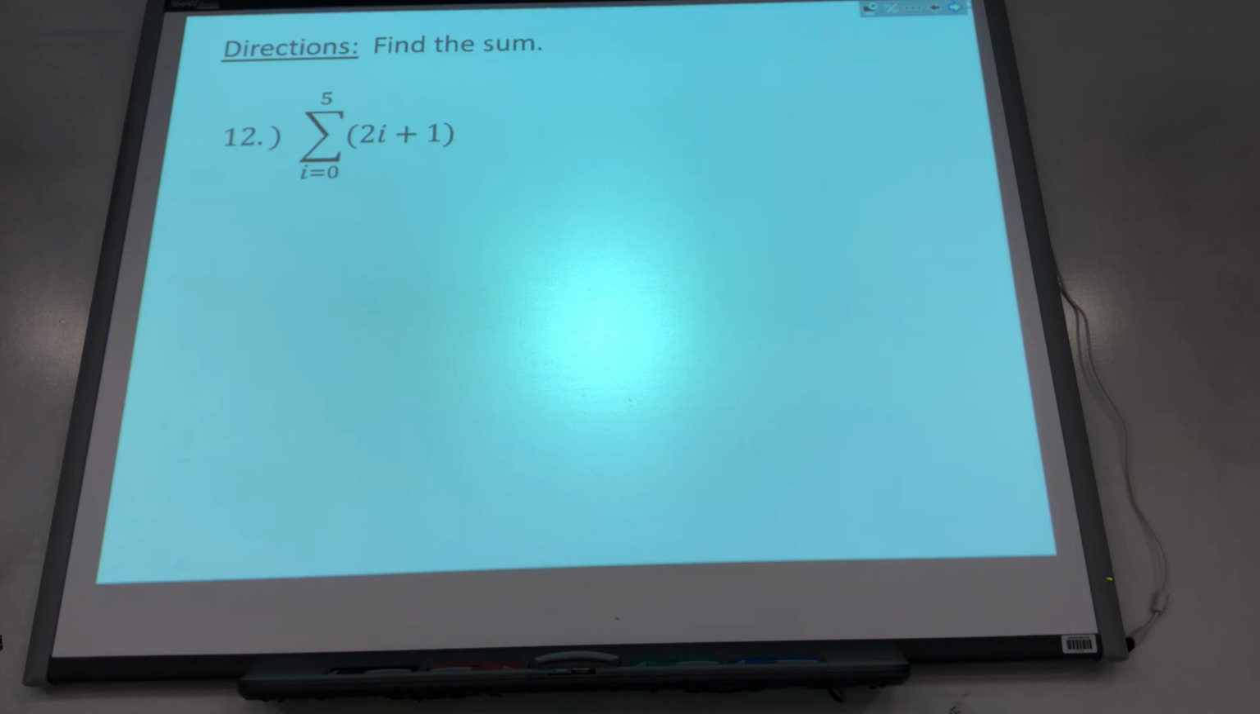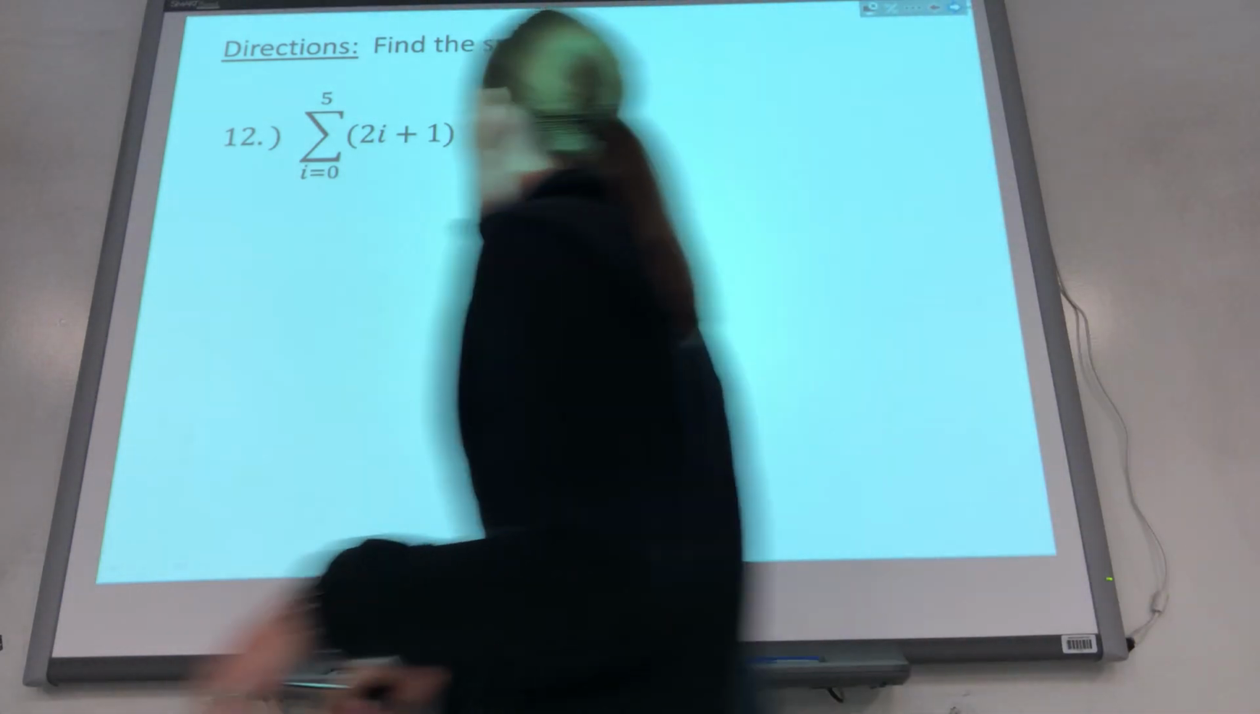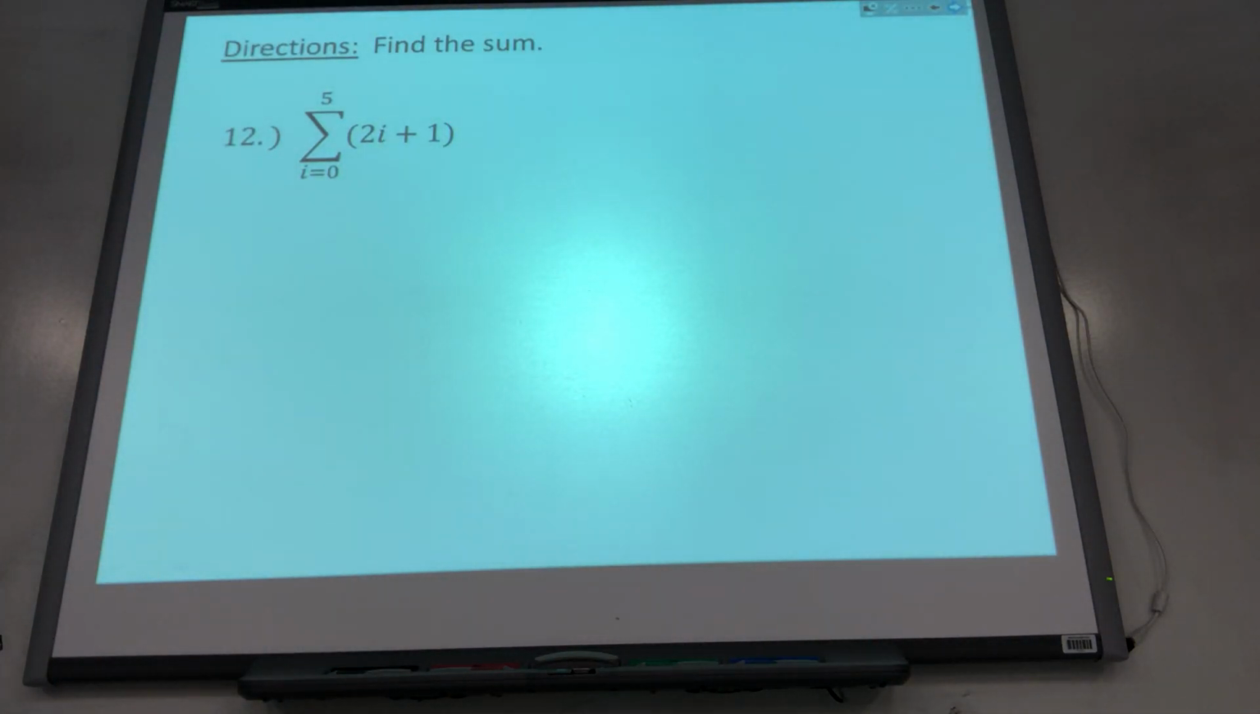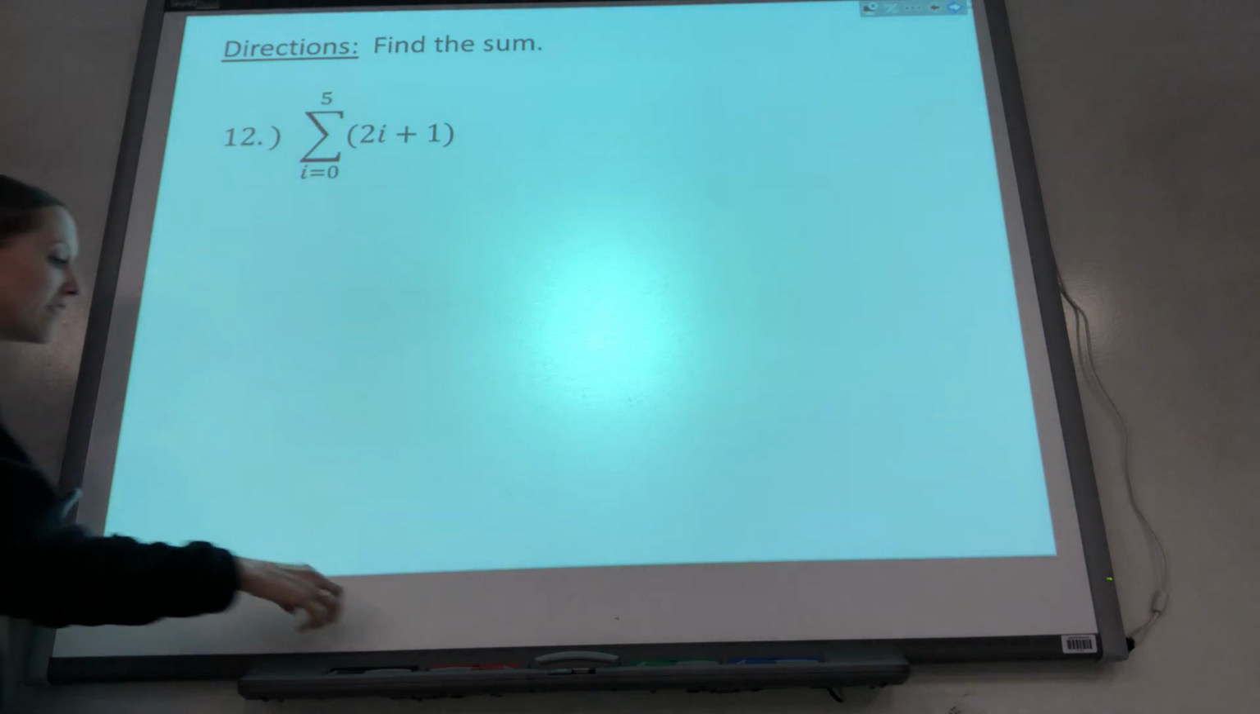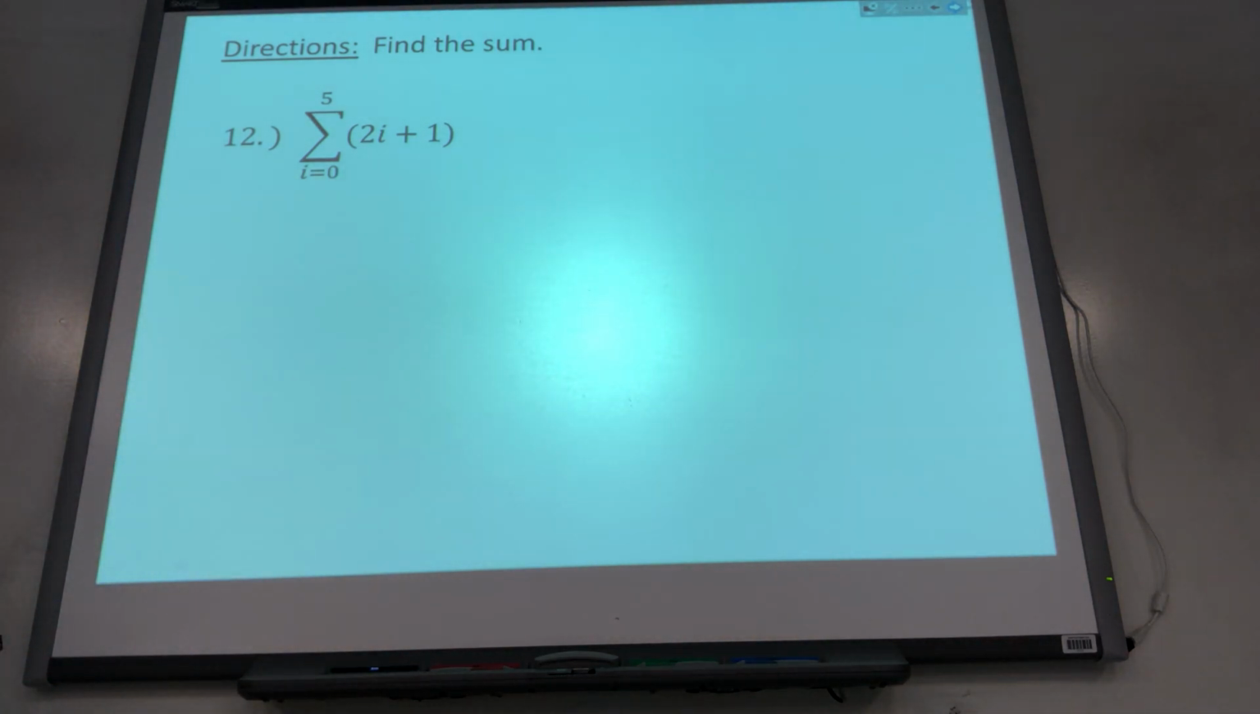One of the last things in the chapter 4 section is sigma notation. So we're going to try one, I believe, of those. Remember, sigma notation is just like a sum. Sometimes it's called summation notation. And it says we're adding from i equals 0 to 5 of 2i plus 1.